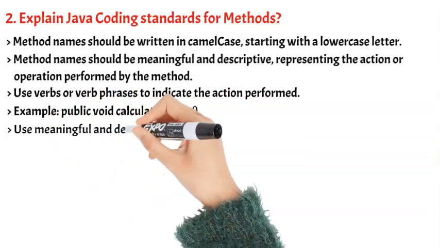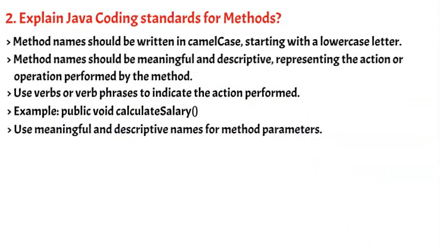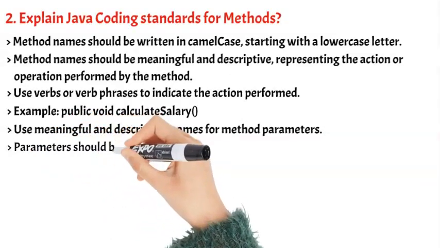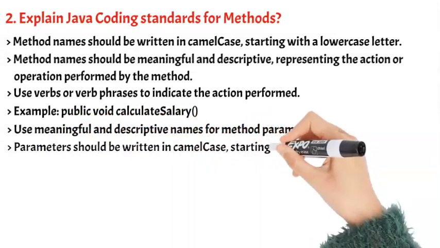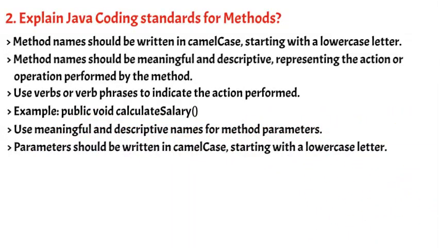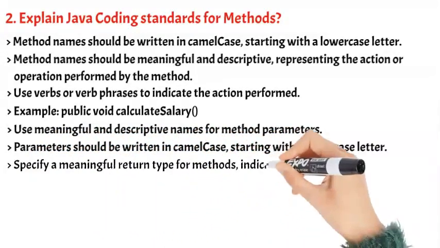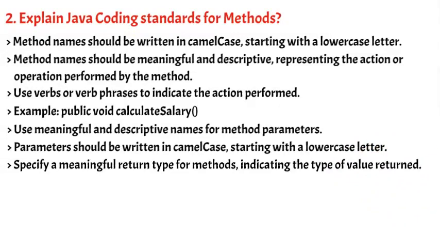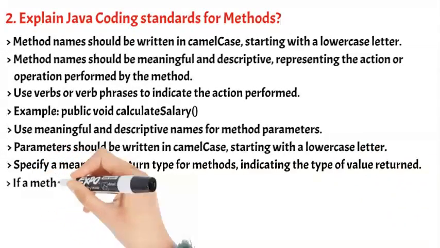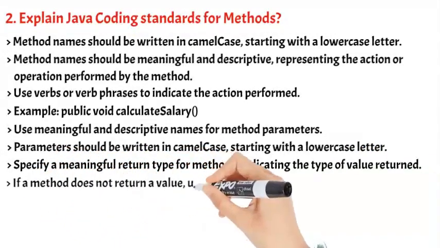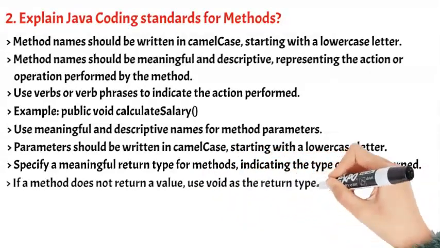Use meaningful and descriptive names for method parameters. Parameters should be written in camel case, starting with a lowercase letter. Specify a meaningful return type for methods, indicating the type of value returned. If a method does not return a value, use void as the return type.